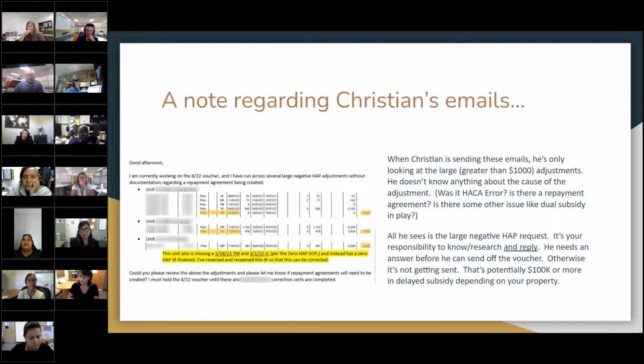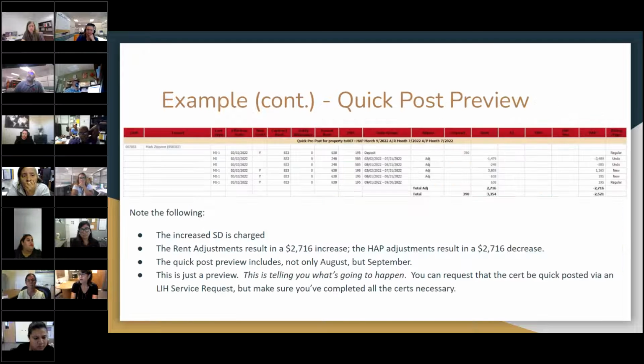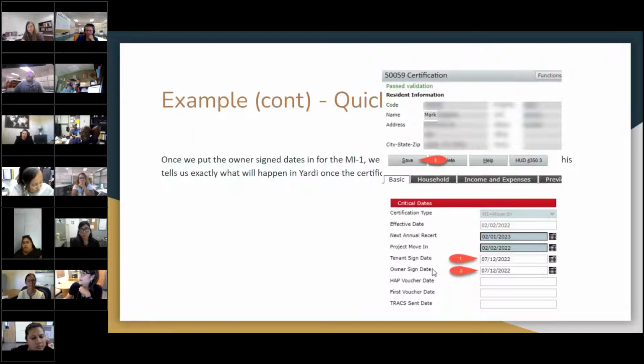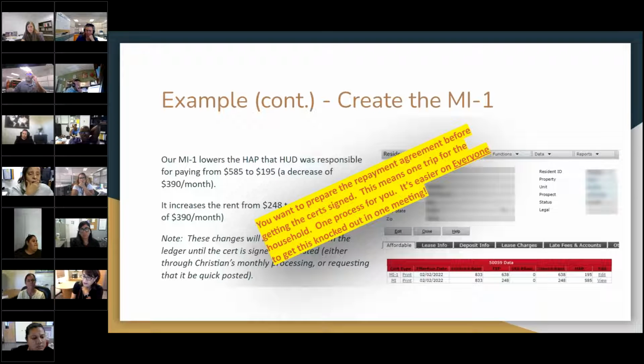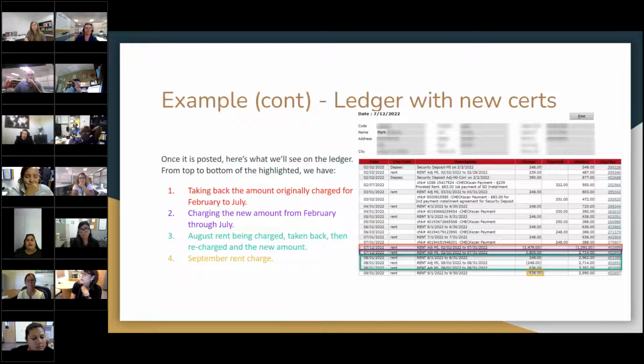So Brian, the screen prior to the quick post, is that before the fact or after the fact? Go back one more, where you had the ledger with the adjustments. Is this ledger before the fact of quick post or after the fact? This is after the fact.